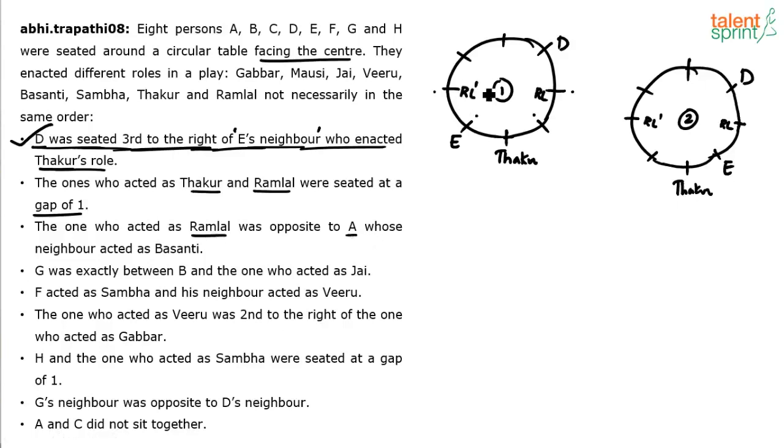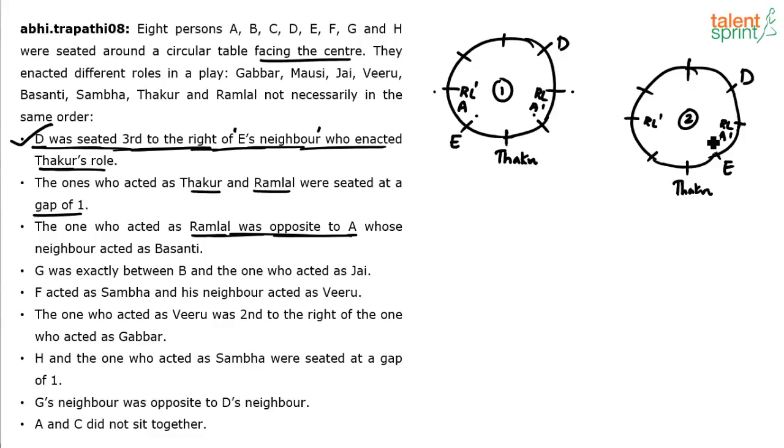If you take Ramlal's position as RL dash, then A will come here, A dash. And if you take Ramlal's position as RL, then A comes here. Because Ramlal and A are opposite to each other. Ramlal was opposite to A. Here also, if you take RL dash as Ramlal's position, A will come here.